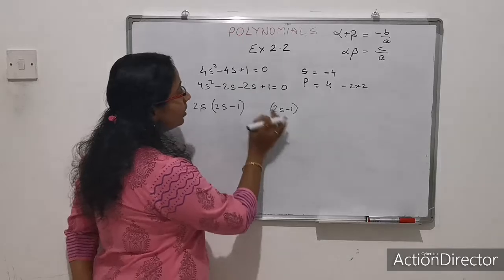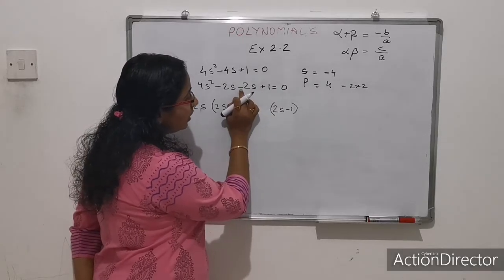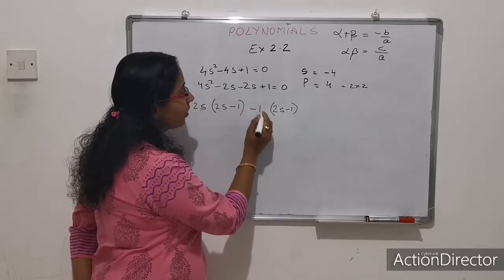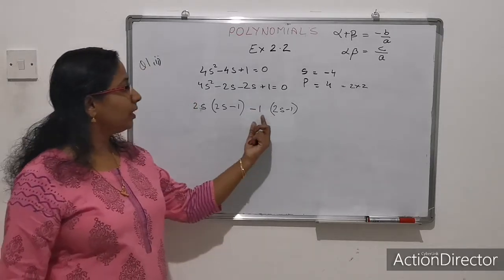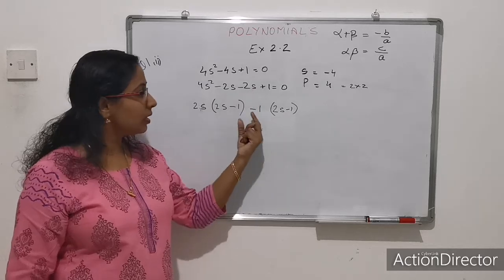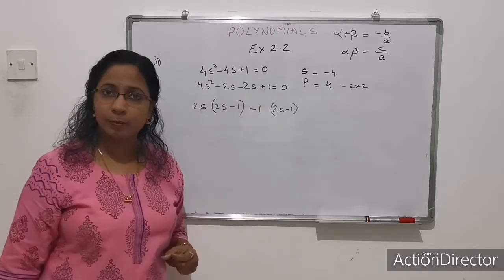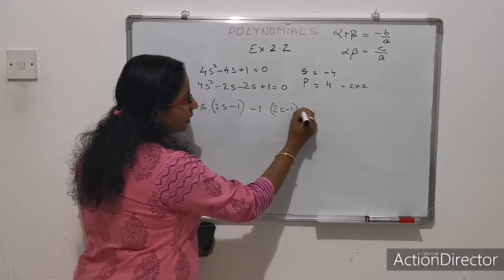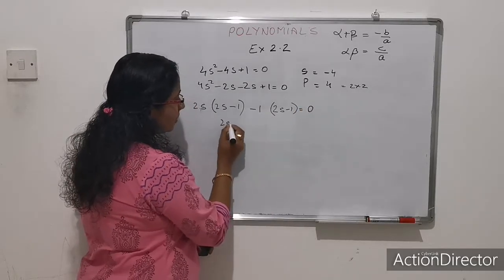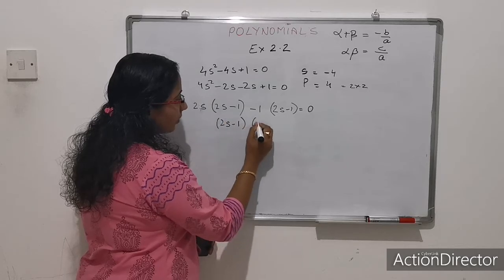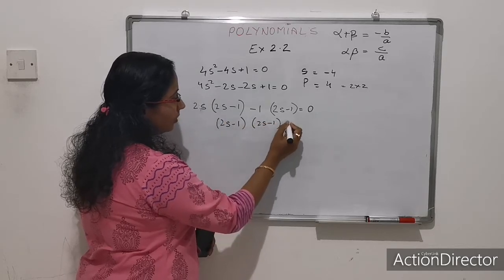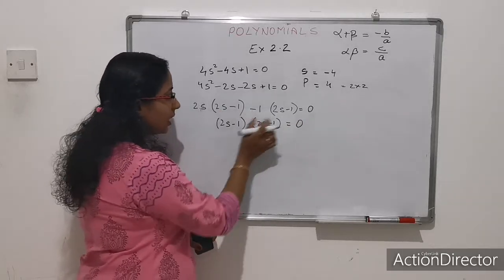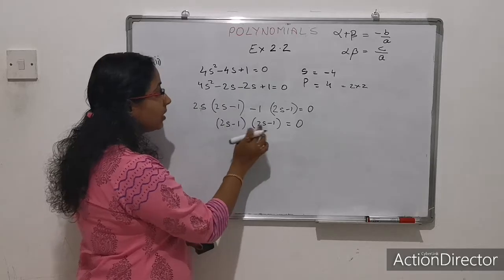Okay. Now this is my 2. See, here it is minus 2 and here it is plus 2. So this will become minus 1. Now minus 1 into 2s is minus 2s. Minus 1 into minus 1 is plus 1. Okay. This is how you have to find out the answer. So 2s minus 1 and 2s minus 1 is equal to 0.